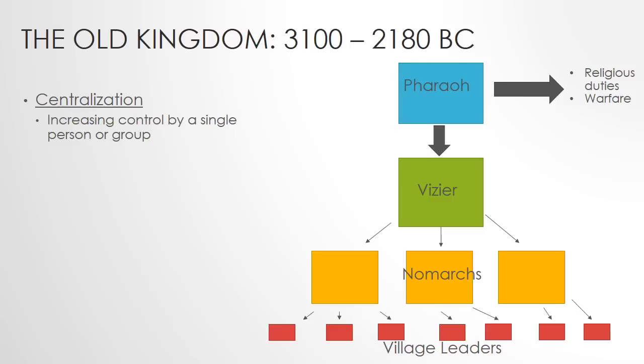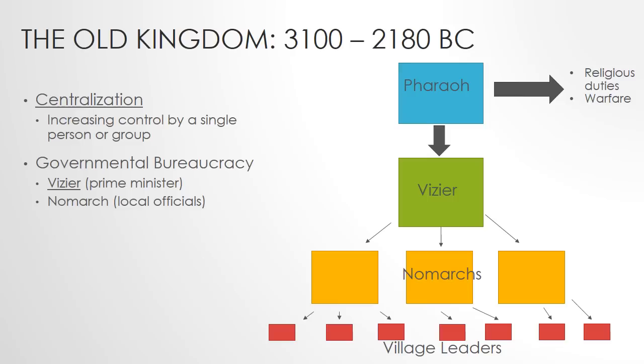He does this by setting up a governmental bureaucracy, which is a hierarchical structure for ensuring that certain things get done. And there's a picture of it over there. And so the pharaoh's at the top, and he takes care of certain religious duties and leads the Egyptians in war.